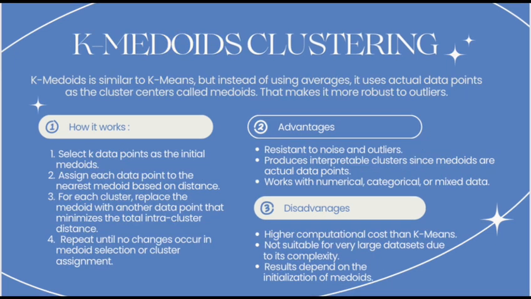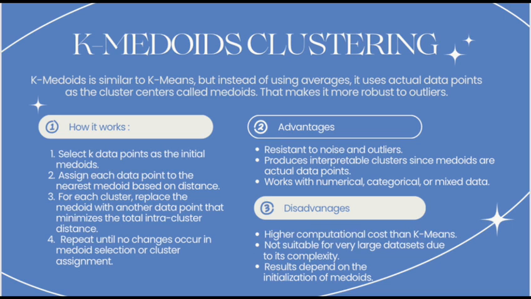The second method is K-medoids clustering. K-medoids is similar to K-means, but instead of using the average, it uses actual data points as the cluster centers. It's called medoids. That makes it more robust to outliers.